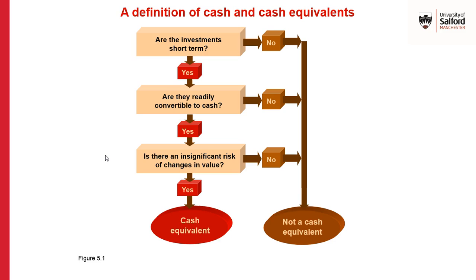Cash is in varying degrees of liquidity, with the treasury bill being the less liquid and cash in the till being the most liquid. This just asks the questions: are the investments short-term, such as a treasury bill? Are they readily convertible into cash? Yes. Is there an insignificant risk of changes in value? Well, sort of. That's perhaps not quite as essential as the other two. The really essential one is this: is it readily convertible into cash? Never mind what it is. If it can be turned into cash very quickly, then it's cash.